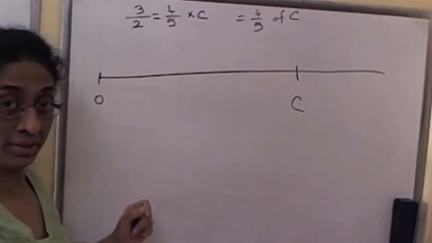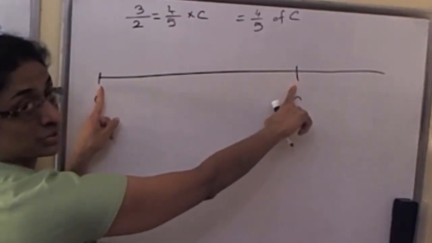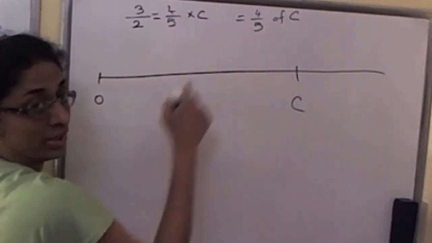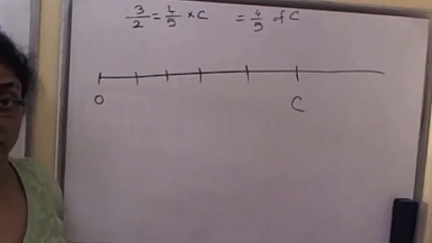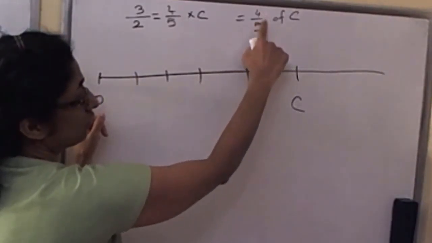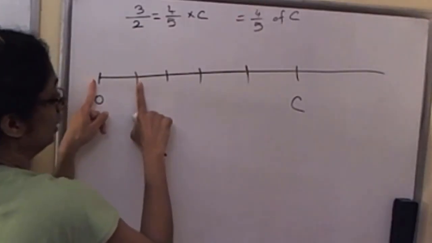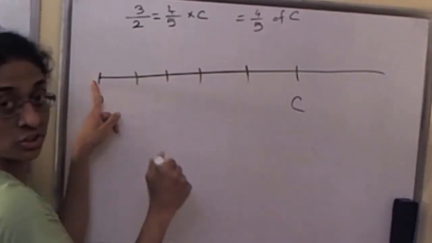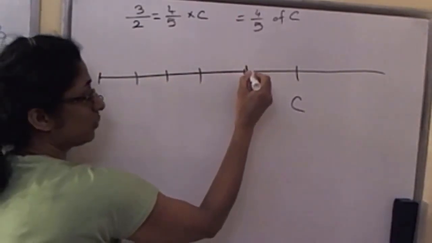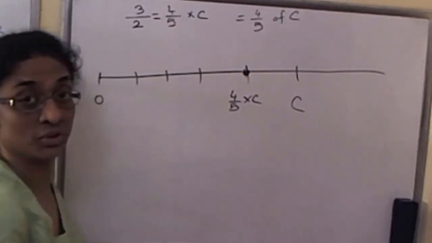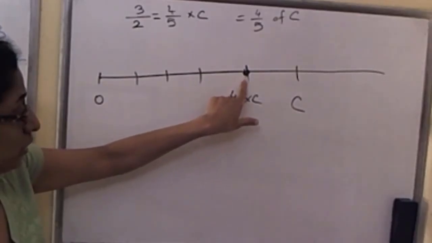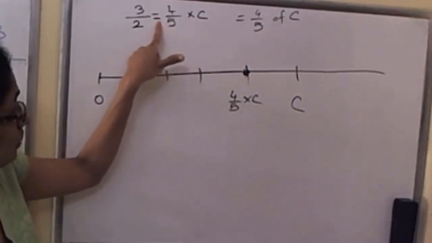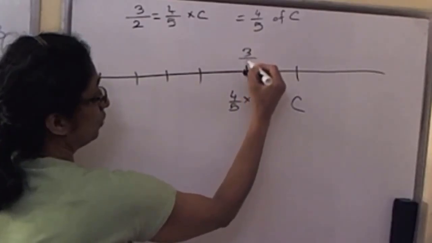What does that mean? By another video, it means we look at this interval 0 to C. We partition it into 5 equal pieces. I'm just doing an approximate 5 equal pieces, and for 4/5, this 4 is telling you to look at a concatenation of 4 such pieces. So this point is 4/5 times C, because it's 4/5 of C. Now from this equation, we notice this point is 4/5 times C, but this point is also 3 over 2.